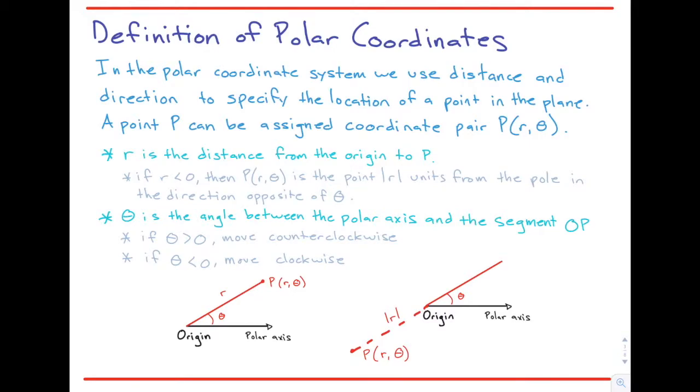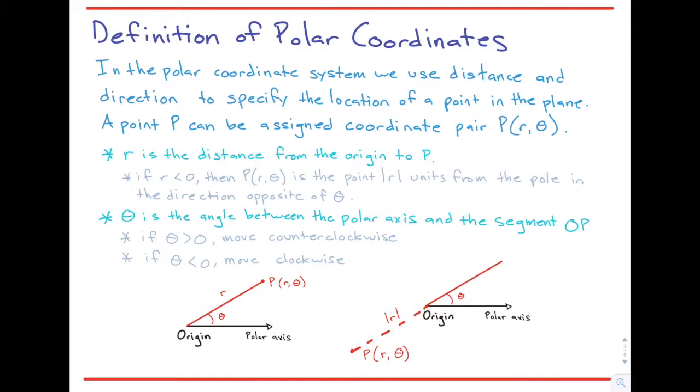The definition of the polar coordinates. In the polar coordinate system, we use distance and direction to specify the location of a point in the plane. A point P can be assigned a coordinate pair, r theta. R is the distance from the origin to P. And if r is less than 0, then the point r theta is the point absolute value of r units from the pole in the direction opposite of theta. Theta is the angle between the polar axis and the segment OP. If theta is greater than 0, we go counterclockwise. If it's less than 0, we go clockwise.